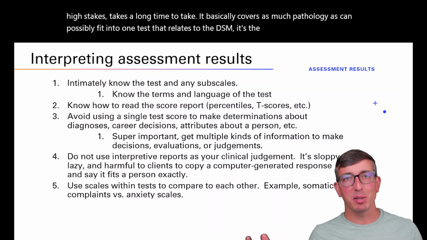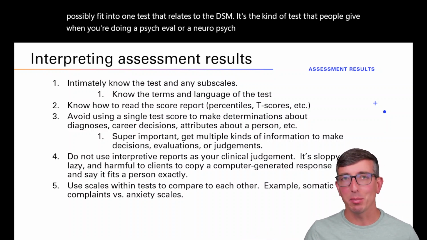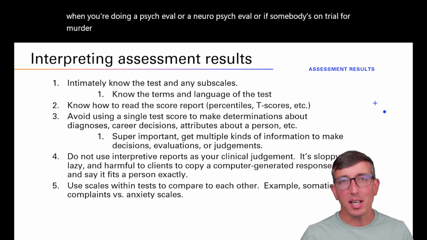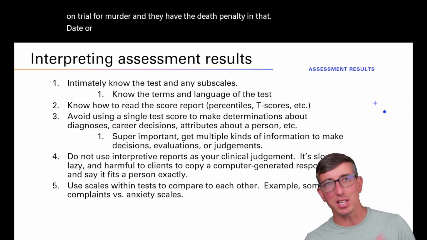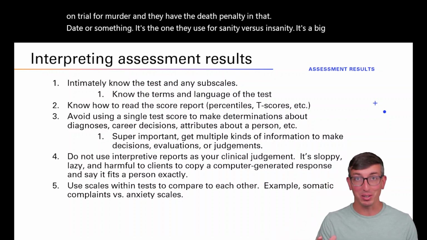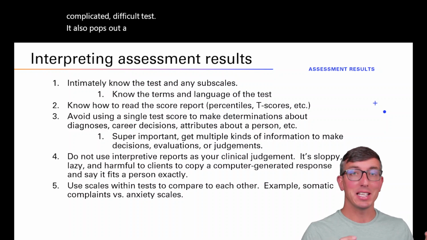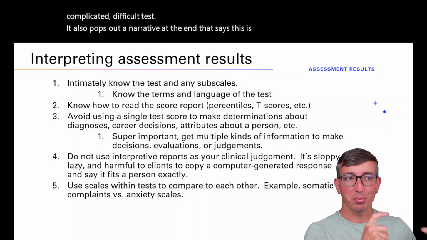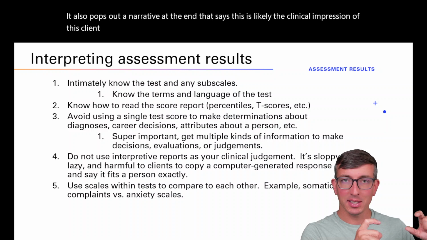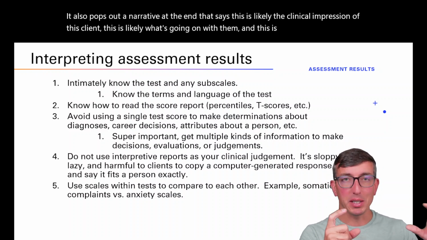It's the kind of test that people give when you're doing a psych eval or a neuropsych eval, or if somebody's on trial for murder and they have the death penalty in that state or something. It's the one they use for sanity versus insanity. It's a big, heavy, complicated, difficult test. It also pops out a narrative at the end that says, this is likely the clinical impression of this client. This is likely what's going on with them, and this is some of the things you might be seeing.